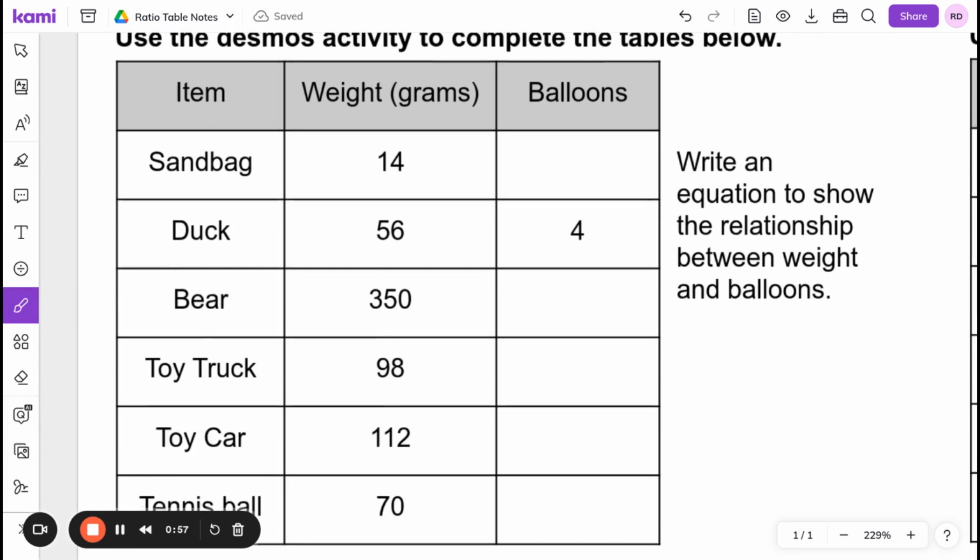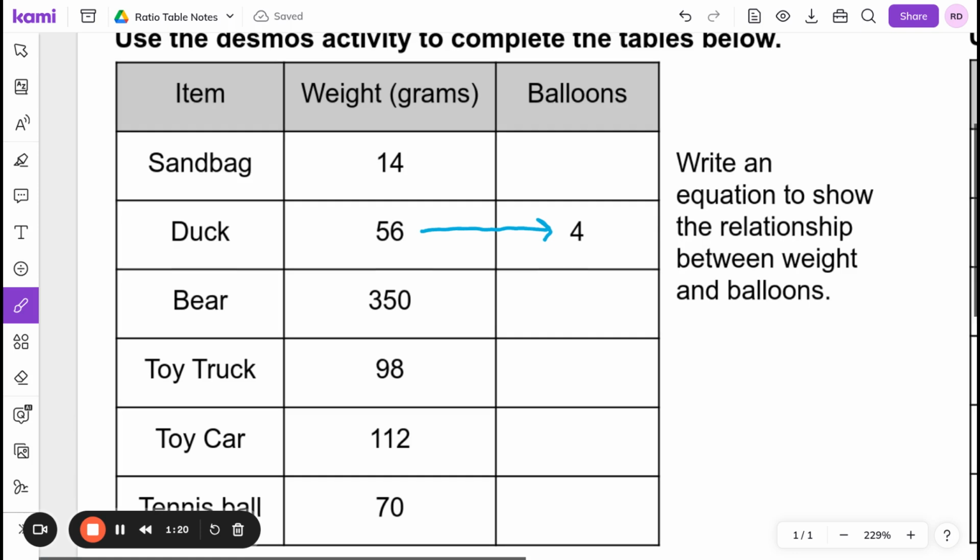So the first ratio they give us is about this duck, and they tell us the duck weighs 56 grams, and it takes 4 balloons to lift the duck. So we have to figure out, how do you turn 56 into 4? Well, the first thing to think about is we got smaller. So between multiplying and dividing, which operation makes numbers smaller? That answer is dividing. So we're going to have to divide 56 by something to get to 4.